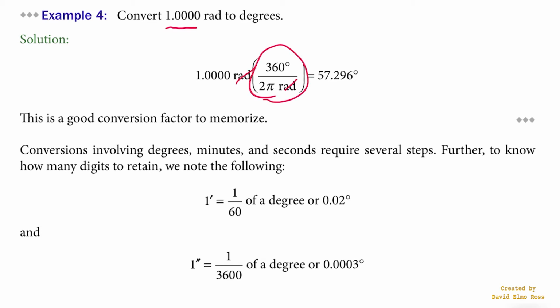If we want to convert 1.0000 radians to degrees, again we multiply by 360 over 2 pi radians, and we cancel out the radians. We get 57.296 degrees. So 1 radian is 57.296 degrees approximately. Also, since 1 minute is 1/60th of a degree, 1 minute is 0.02 degrees approximately. 1 second is 1/3600th of a degree, so that becomes 1 second is 0.0003 degrees.